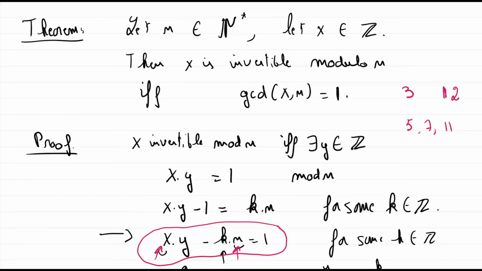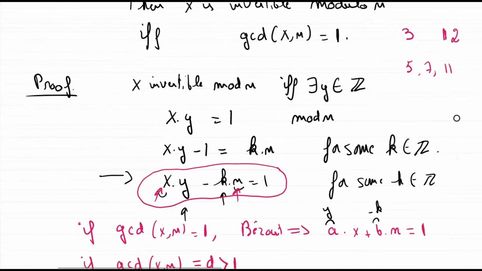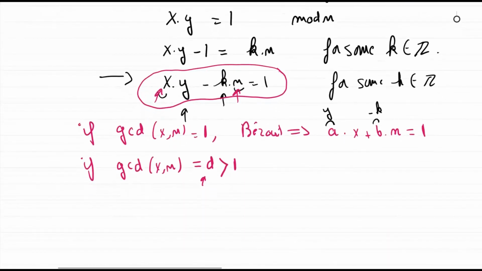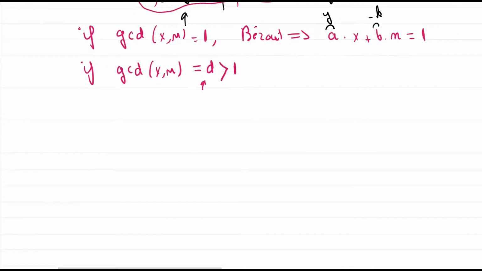Now, how do we calculate the inverse? We just have to find the coefficients which appear in the Bezout identity, and we have the inverse immediately. And we have an efficient algorithm to find those coefficients, which is the Euclidean algorithm for finding the greatest common divisor. It's an efficient algorithm, so it runs quickly. So we can give an example.